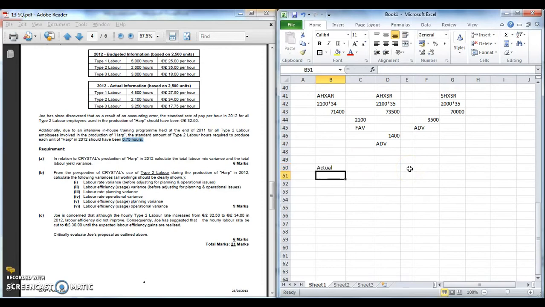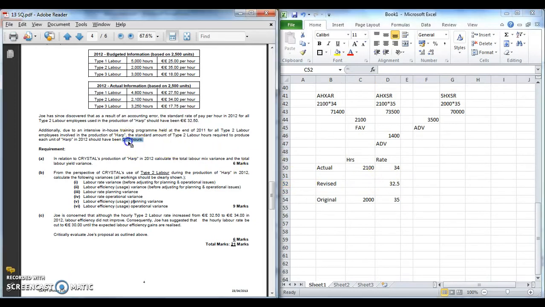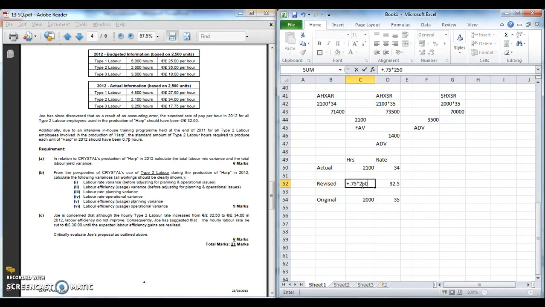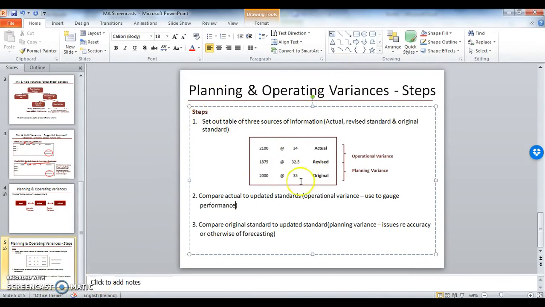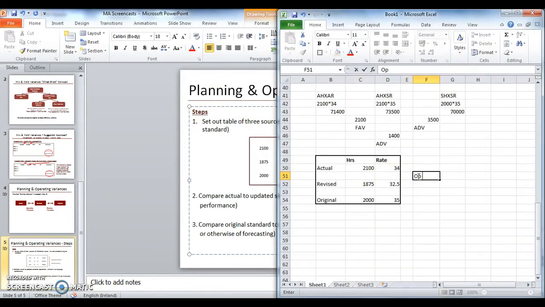So we look at here, what was the actual, what was the revised, what was the original. So a little table like that, we'll do it here. So the actual in terms of hours and in terms of rate. So the actual hours was 2100, nothing changed there, and the rate was 34. The original, again, just put it in for basics for now, was 2000 and the rate was 35. We know the revised rate based on the question here is 32.50. We now have to figure out, well, what's the revised standard? The revised standard is 0.75 hours per unit, so it's 0.75 times 2500, 1875. So now we have the table, step 1, and you'll notice the same numbers that I used for the slide. So now let's calculate here op variances, and here planning variances.